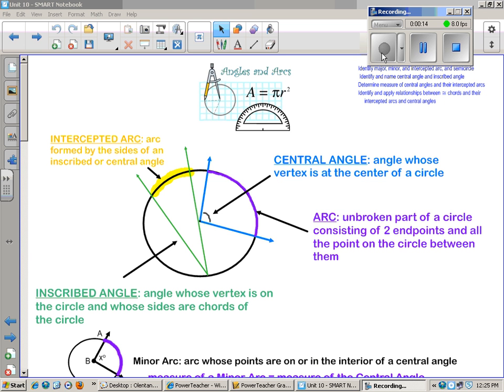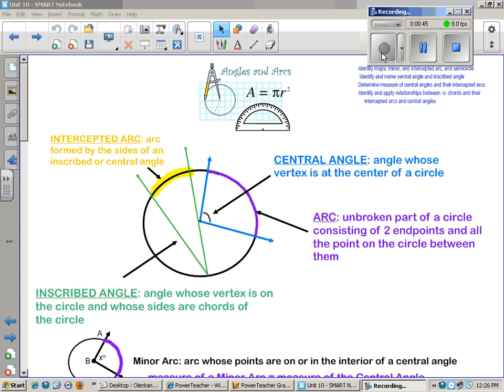So there's two kinds of angles we're studying: central angles and inscribed angles. A central angle is an angle whose vertex is at the center. Does that make sense? So this blue one is a central angle. An inscribed angle is when its vertex is on the circle. And that also makes sense.